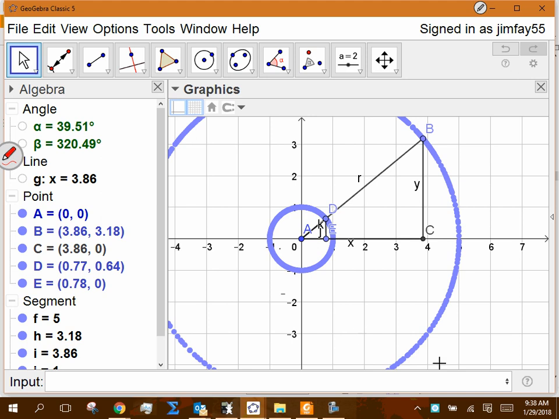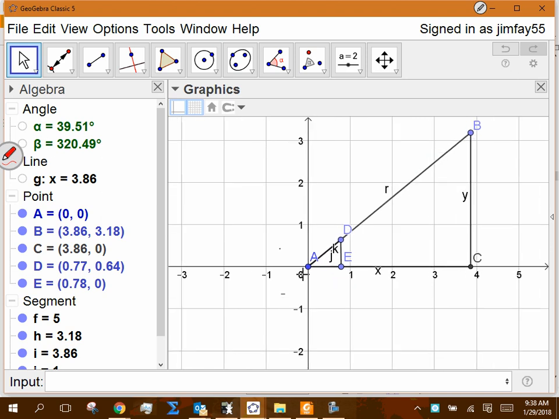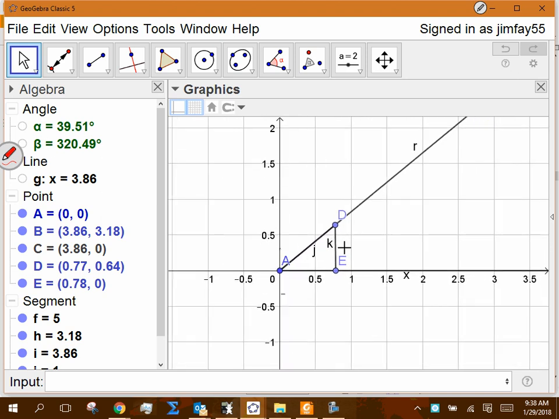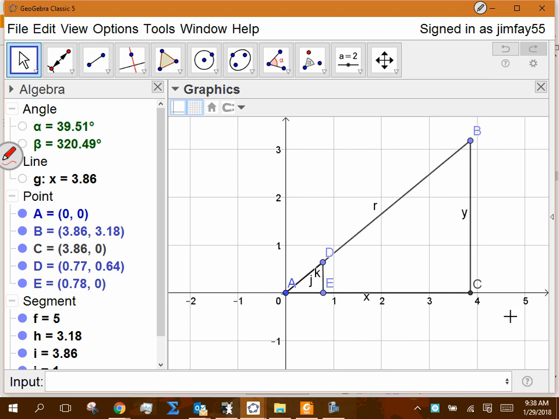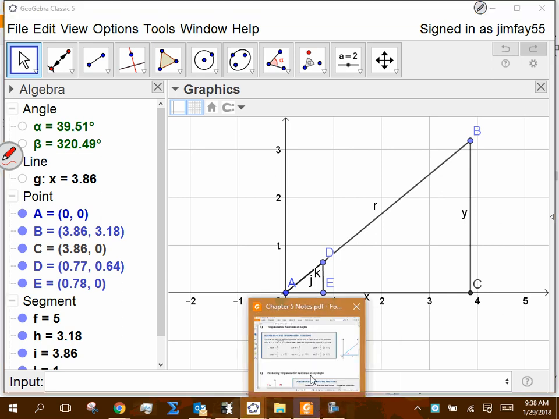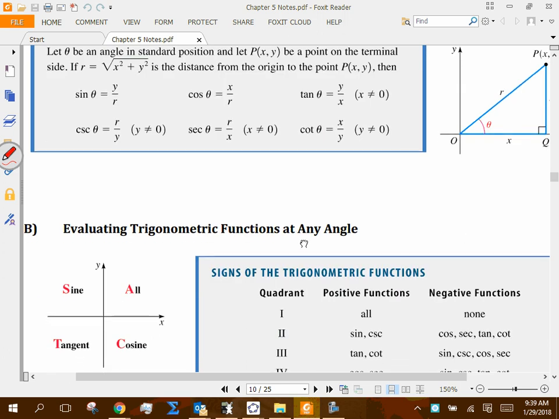This circle here, this big one, would not be a unit circle because it's got a length of 5 for its radius. But the idea is everything that we can learn about that triangle right there will tell us everything we need to know about this big triangle. And that's one of the main tasks of this course.